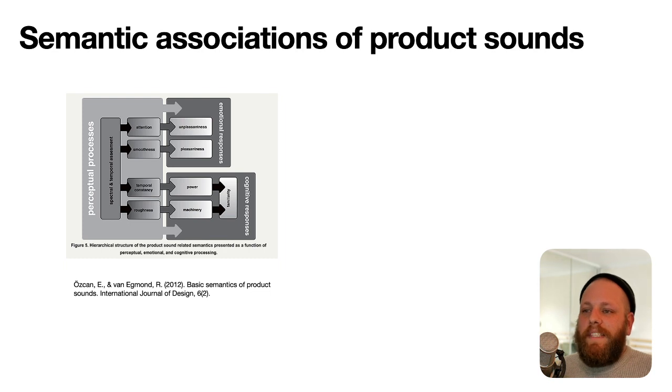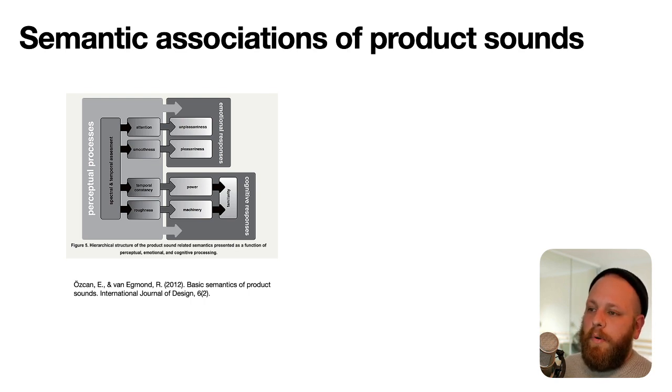Lots of different representations of the associations of product sounds exist out there, perceptual processes and so on. But here's one that broadly examines three dimensions of semantic meaning in sound: perceptual processes, cognitive responses, and emotional responses. If we break down our response to these kinds of examples into these three components, I think it could be useful.